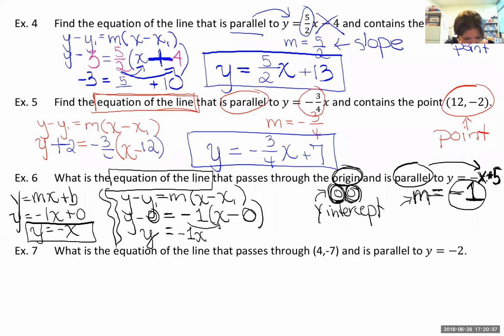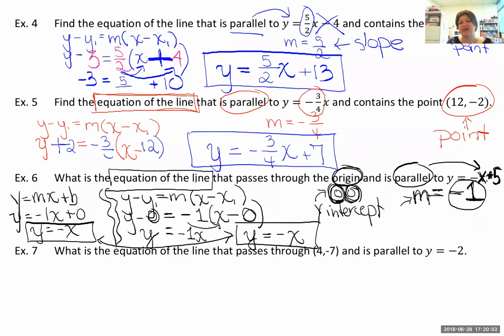Okay? And then if I have -1x, I'm a mathematician. I never bother to brag about having -1 of anything. I would just end up writing y equals -x. Did I get the same answer? Yes. Doesn't matter which way you go. No, I'm telling you.